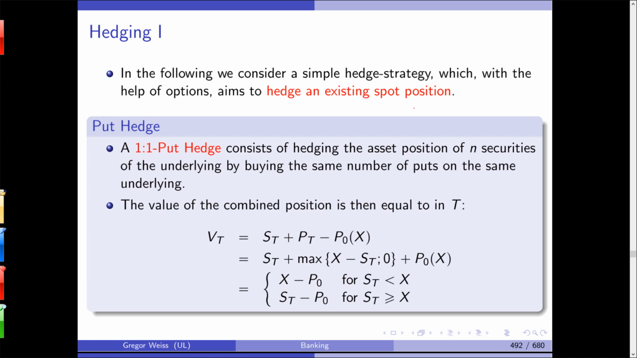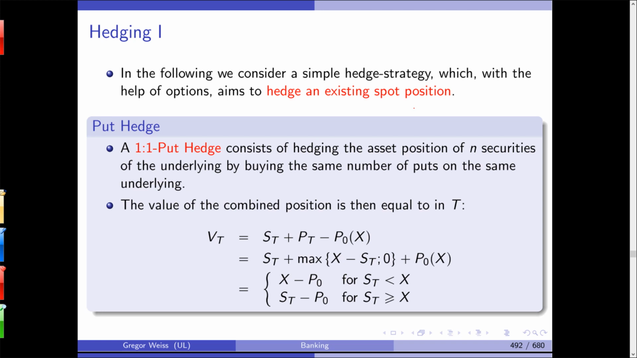So with a put option, if I buy a put option, I'm expecting the price to go down. In that case, I would cash in, I would exercise the option. If I have the expectation that the stock price will go up, I will probably buy a call, because then I can fix the price I have to pay for calling the underlying at, say, K equal to 100. And I can buy it for 100 and sell it at a higher price on the spot market. And this here is a one-to-one put hedge.